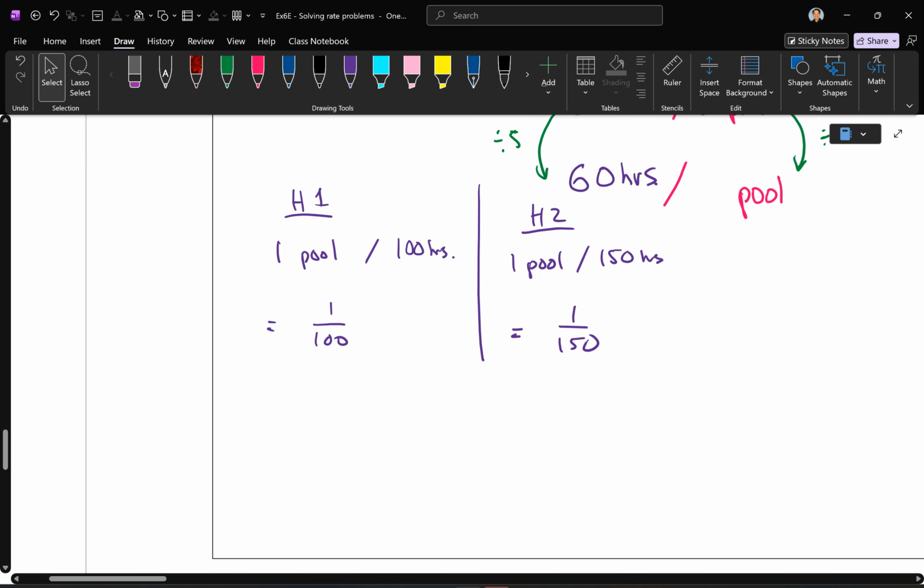And you'll see here, if you want to combine them together, remember, they're running at different rates. Just like fractions, you can't add them because they're different.